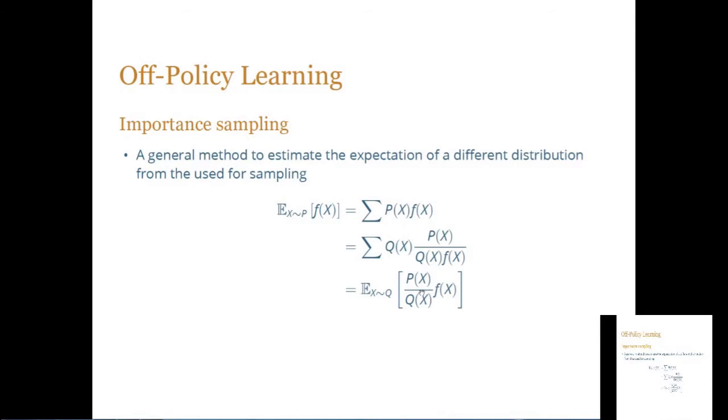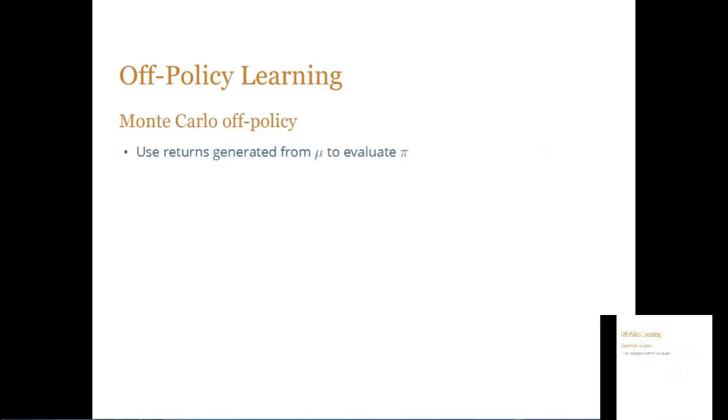The good thing is that I can do that. The bad thing is that it has large variance. If I use a very bad candidate for q, I may end up with weights that are very, very close to zero, so these are not relevant.